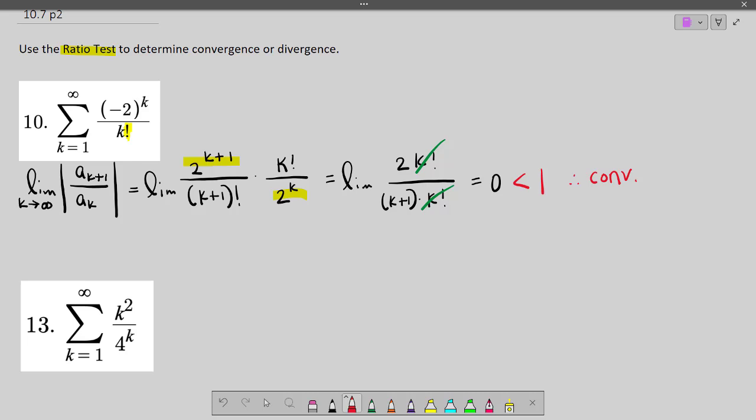So that's it. Ratio test: absolute value of the ratio of consecutive terms. Take the limit as k goes to infinity. If you get less than 1, it converges. Greater than 1, it diverges. And if it's 1, you have to try a different test. Try another one.